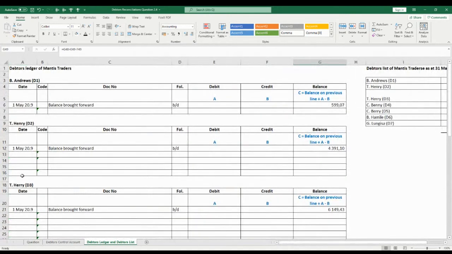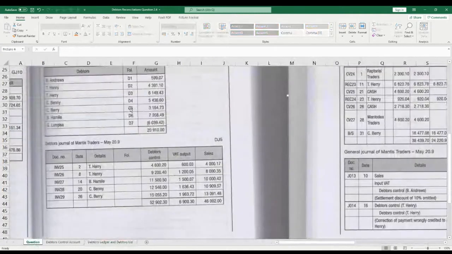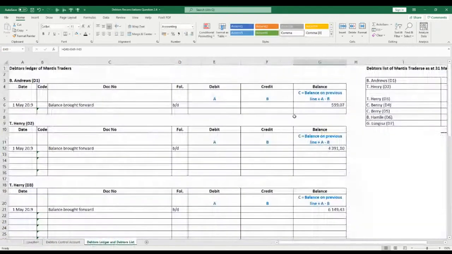Okay, so I've already created the individual debtors list. So let's quickly go look at where I found the information. So B. Andrews' opening balance was 599, and then T. Henry was 4391. Now what you'll see is on the debtors ledger, I've gone and I brought the balance forward, and I've just included it into my individual debtors accounts.